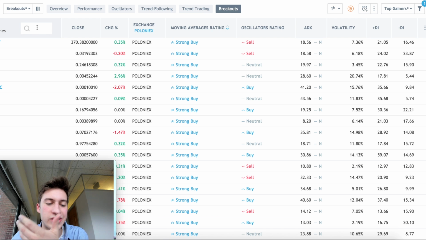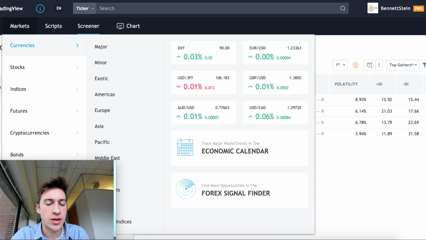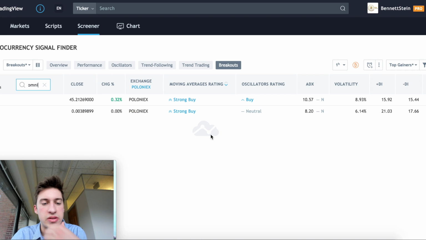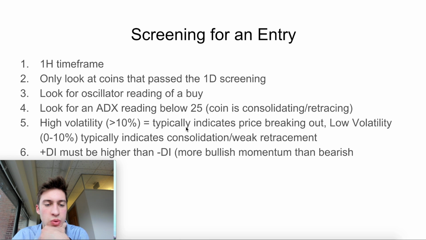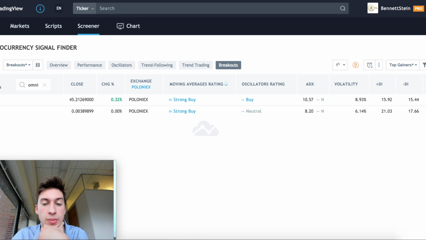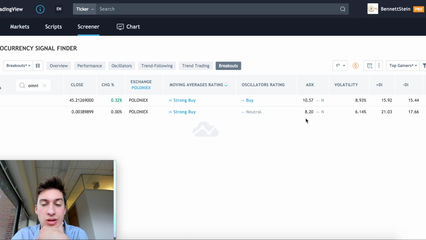And again, just one last example to send you guys away with. Omni BTC on the 1 hour. Yep, so we have a buy and a neutral for oscillators reading. That is good. We have a very low ADX. That's okay. We do want an ADX below 25. An ADX that low does mean that a lot of momentum has not occurred in the past. But if you do like trading breakouts and trading the very beginning of a trend, then this is a really good ADX for you, because this could signal the very beginning of an uptrend.